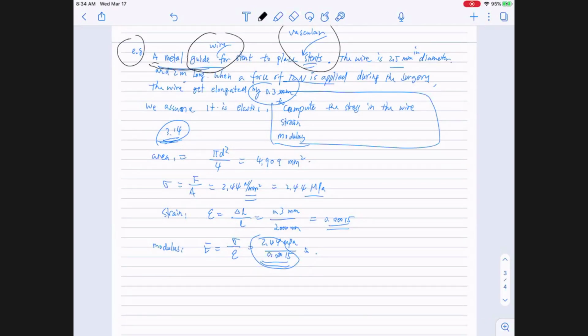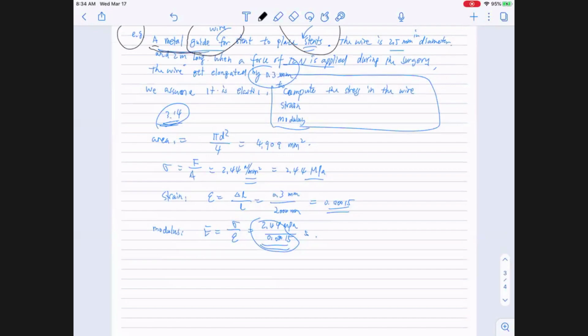The vascular stent, and how to evaluate the stress, elongation, and strain modulus.